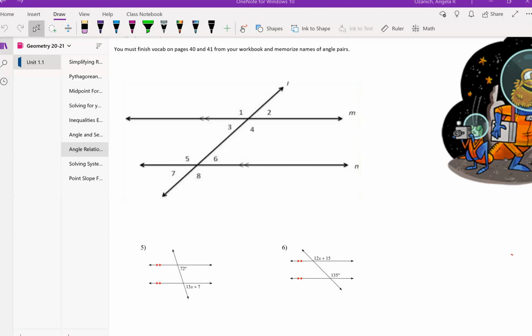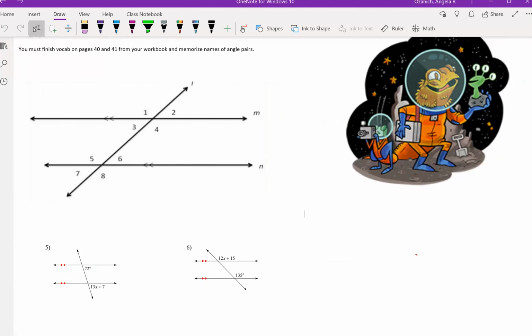I have had a lot of questions, guys, on this vocabulary piece and your angle pairs. So this is my not so subtle message to you: if you have not already finished your vocabulary on pages 40 and 41 from your workbook, you need to do that and memorize the names of your angle pairs. I don't know if that means making some flashcards or doing a little extra on the side.